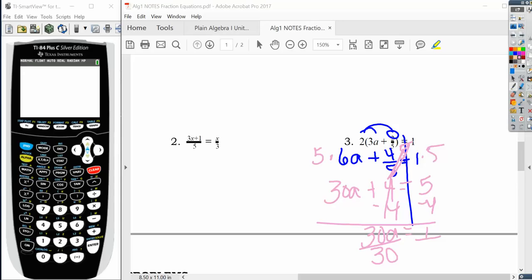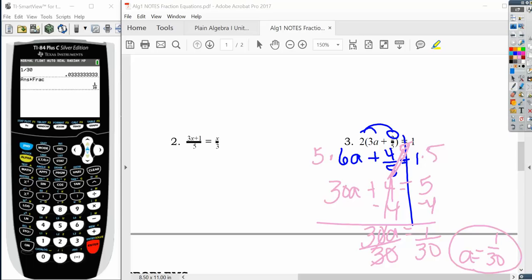I'm now going to divide by 30. So a equals 1 divided by 30. Math, enter, enter. Is still 1 over 30. So hopefully you're okay with these tricky fraction problems.